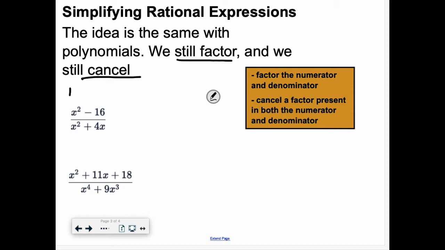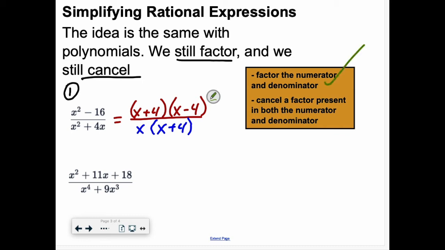So let's take a look at it with number 1. Now, obviously the more difficult thing is here, we're factoring using something other than just breaking it down with a number tree. For instance, this numerator is difference of perfect squares. It's going to be x plus 4 and x minus 4. This denominator is not difference of perfect squares. It doesn't have a subtraction symbol. It's just going to be GCF. I can take x out of both of them, and I'm left with x plus 4. Cool. I've factored that as much as I can.